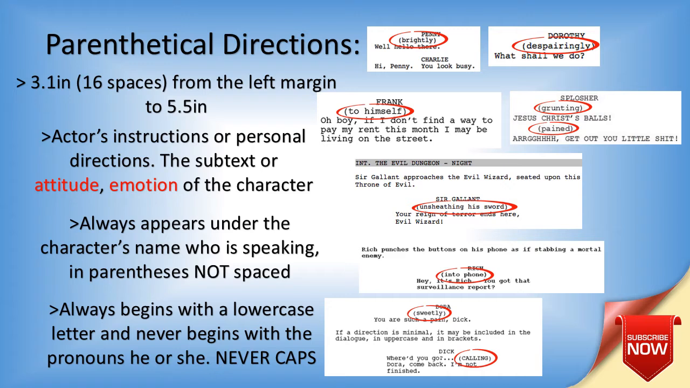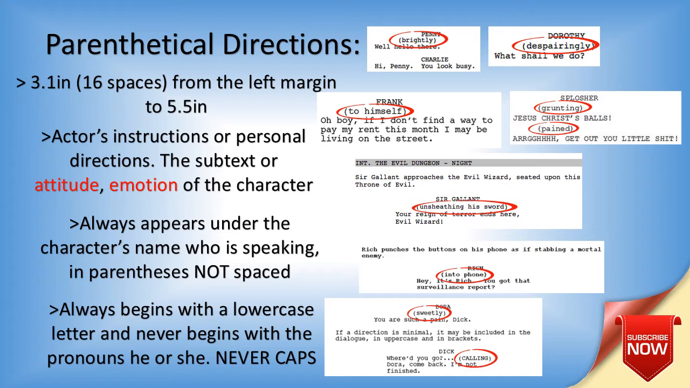So what are parentheticals? An actor's instructions or personal directions, the subtext or attitude, emotion of the character. Parentheticals always appear under the character's name who is speaking, and they always appear in parentheses, not spaced, so directly right under. No single space, no double space, right under. Press enter, boom, right there. Always begins with a lowercase letter, and never begins with the pronouns he or she. Never, never in caps. So let's dive into this more specifically.